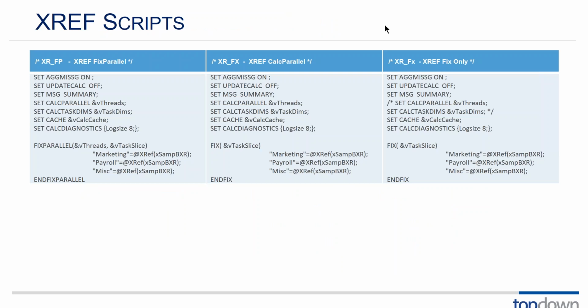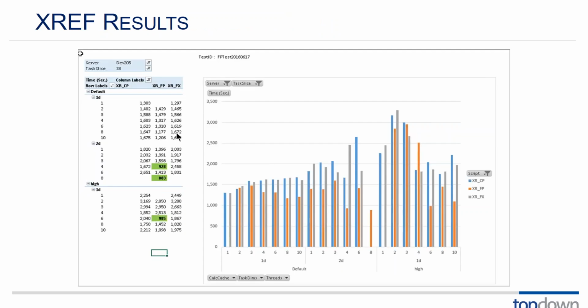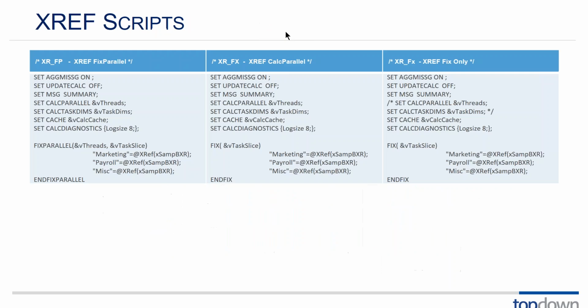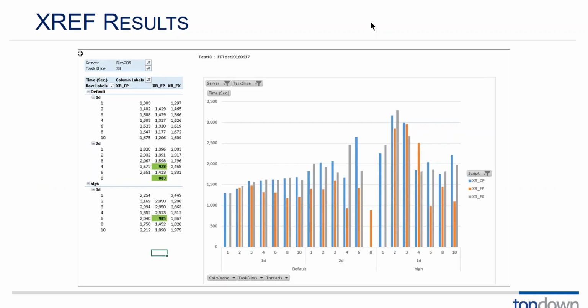Here is our XREF test, and we see that Fix Parallel wins in the XREF test. So let's just take a quick step back and say, what did we do in the XREF? I pulled 3 members. These are identical outlines. I pulled 3 members from a source database to a target database. And so fixed parallel gives us the best results in that case as well.